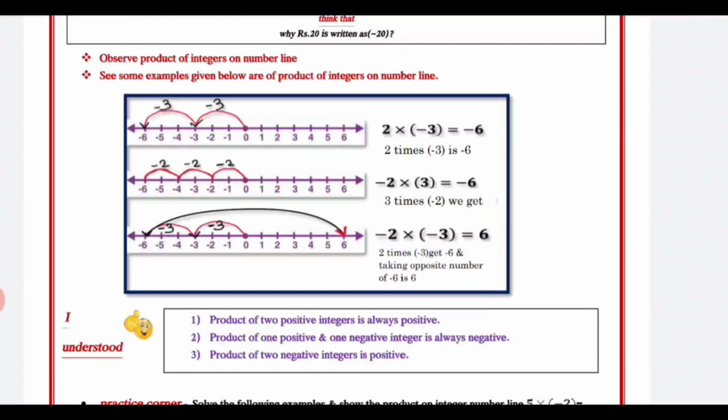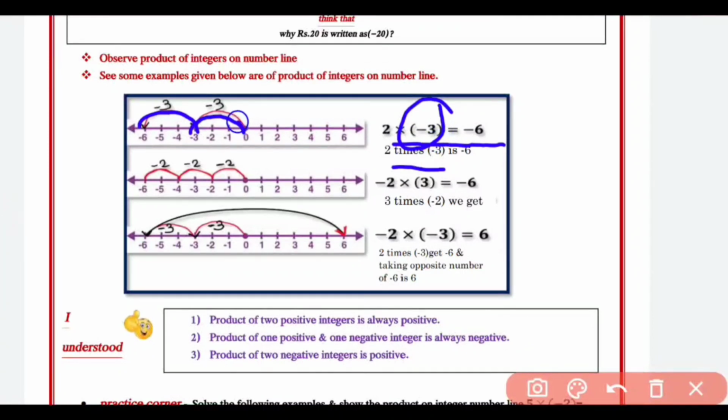First product is 2 multiplied by minus 3. That means 2 times minus 3. That means you have to take the jumps on the left hand side of 0 on the number line. As you all can see, 2 jumps have been taken, 2 jumps of 3 units. Why 3 units? Because it is minus 3. So 0 to minus 3 is 1 jump, and minus 3 to minus 6 is the second jump.